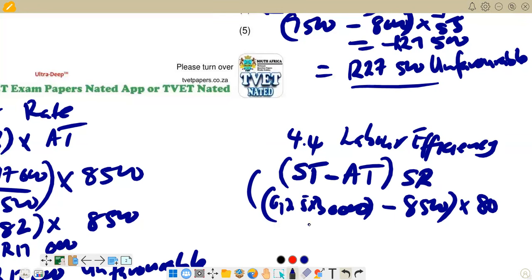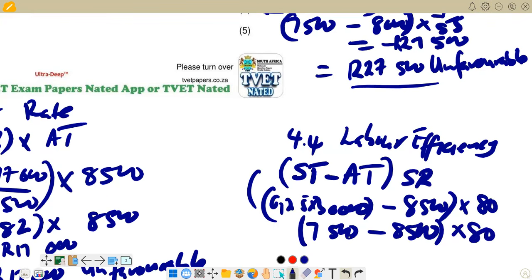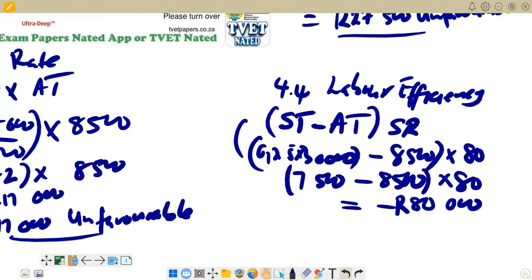So in this way, if you simplify it further, 0.25 times 30,000, you get 7,500. Then you subtract 8,500 in brackets here, then you multiply by 80. So if you say 7,500 minus 8,500, you are going to get 1,000. So it's a negative 1,000. Here you're going to get a negative figure again. A negative 1,000 times 80, you get negative 80,000. Our question is asking us to indicate whether it's favorable or unfavorable, and we are seeing that it's a negative answer that we got there. So obviously, it's going to be unfavorable. So we come here now and say 80,000, and it's also unfavorable.